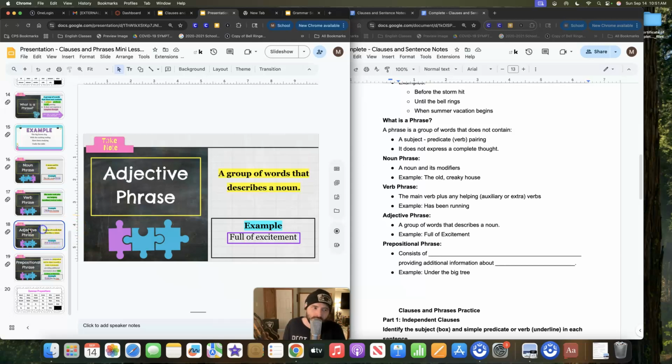So it's just a phrase. Adjective phrase, full of excitement. The dog is full of excitement, right? We don't have that though. We just have full of excitement. So a group of words that describes a noun.